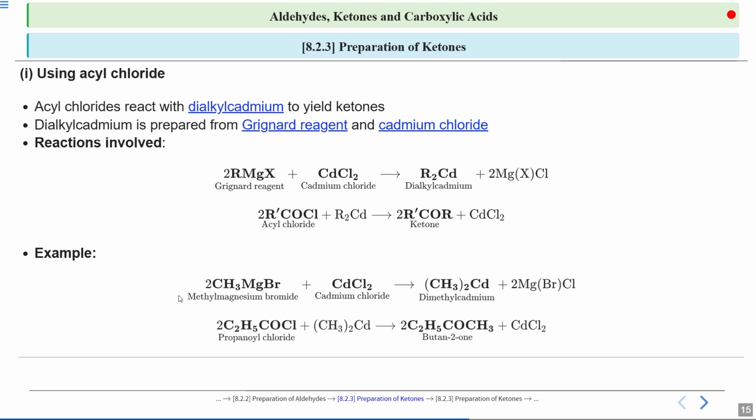And in the next step, you will see that dimethyl cadmium, which is (CH3)2Cd, reacts with propanoyl chloride and forms butan-2-one. And this is what? This is a ketone. To this carbonyl group, on one side an ethyl group is attached and on the other side a methyl group is attached. So finally, from propanoyl chloride, when you react it with dimethyl cadmium, you get butan-2-one. This is also known as methyl ethyl ketone. And at last you get CdCl2.